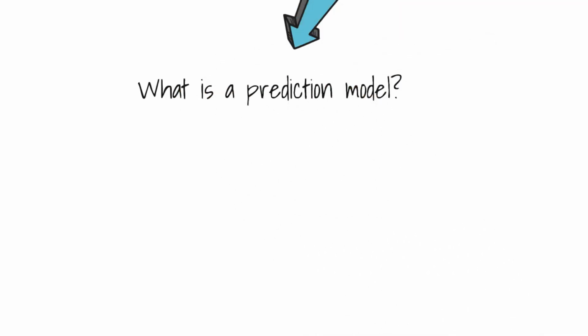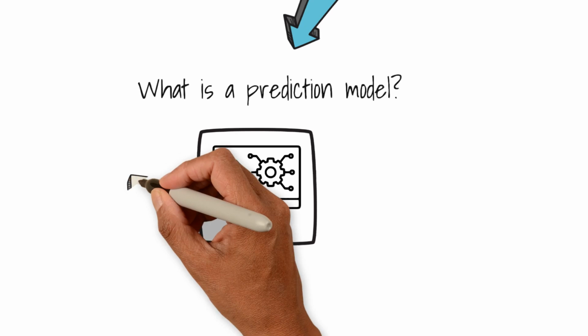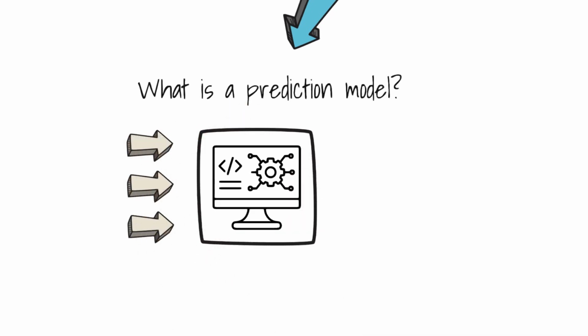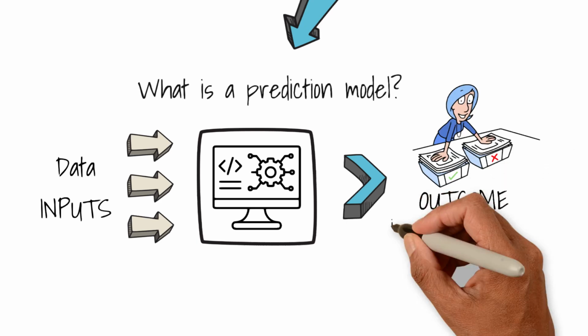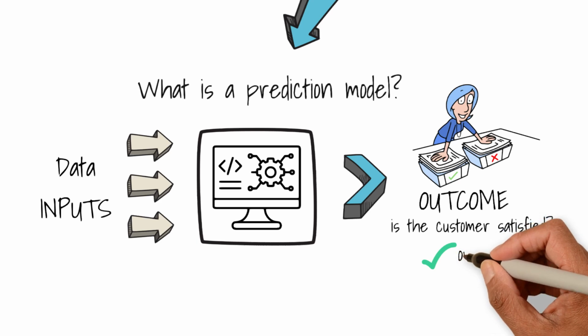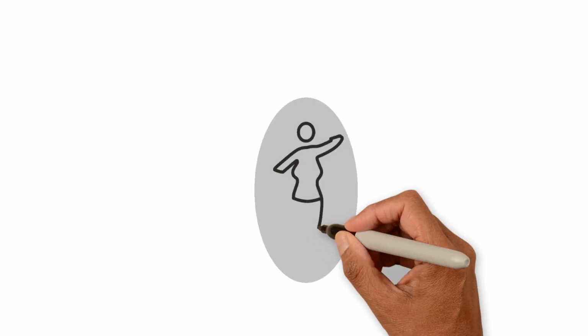What is a prediction model? It is a tool that takes input in the form of data, like what Maya has, with multiple parameters and gives us an outcome, predicting the likelihood of the customer being satisfied with a yes or a no. This is where our research begins.